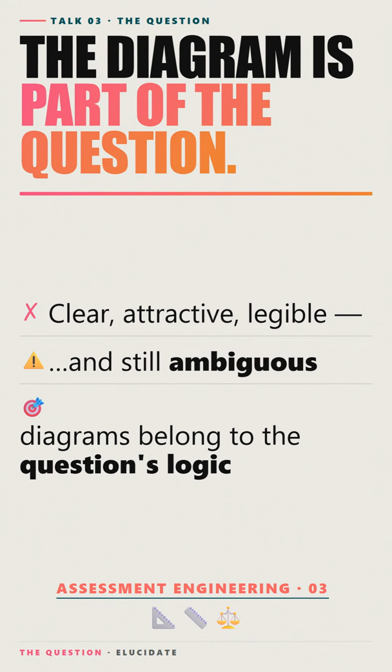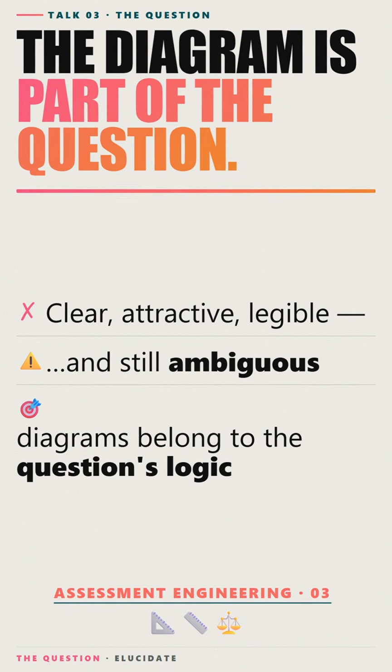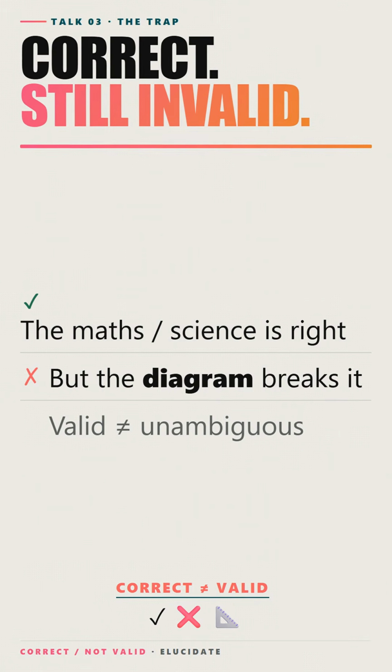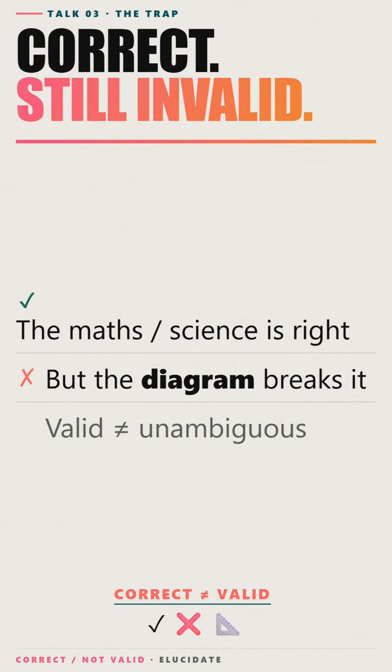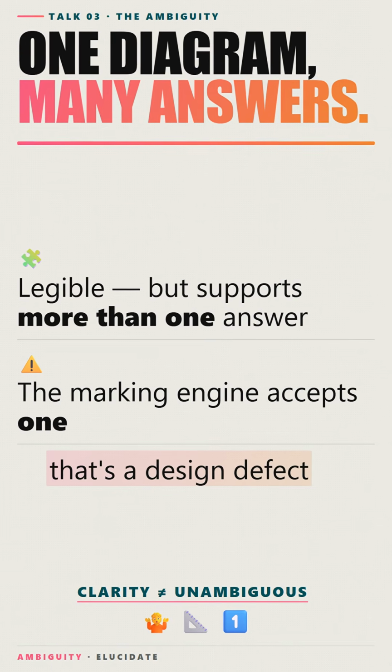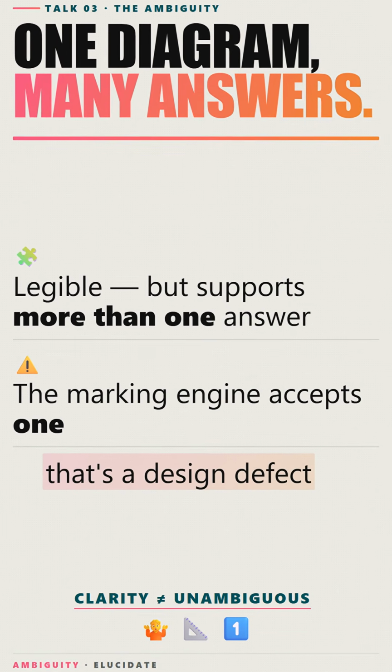So check, if you're a maths or science educator and you use digital resources, this one might be for you. A question can be technically correct and still be invalid because of its diagram. A diagram may be clear, attractive and legible, however it may support more than one answer.